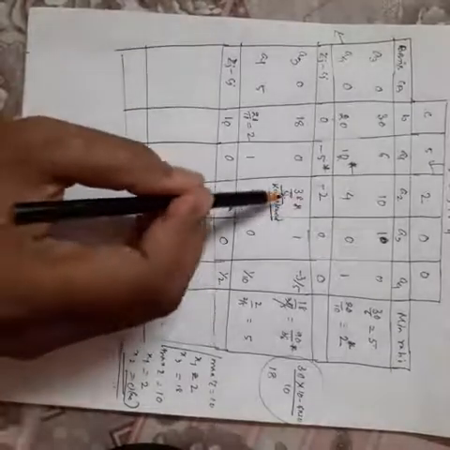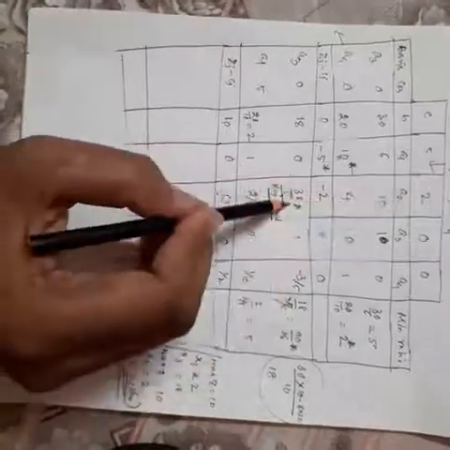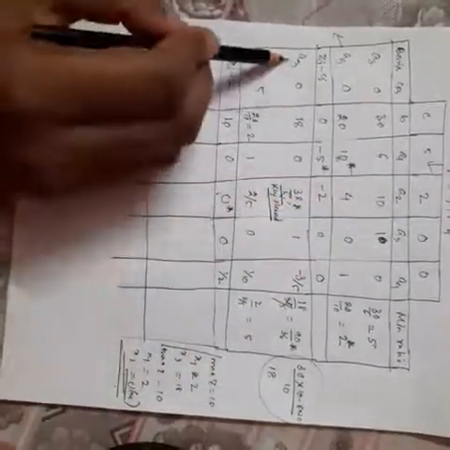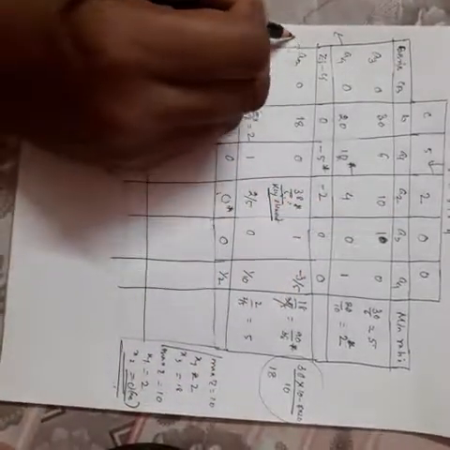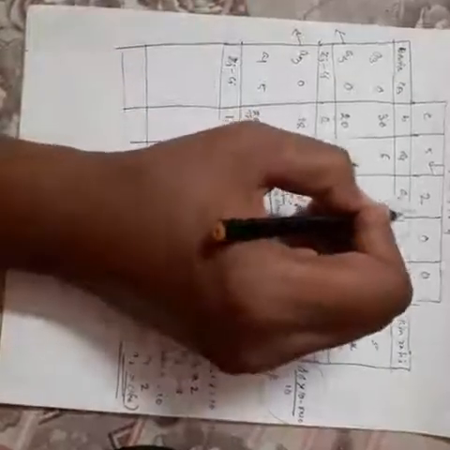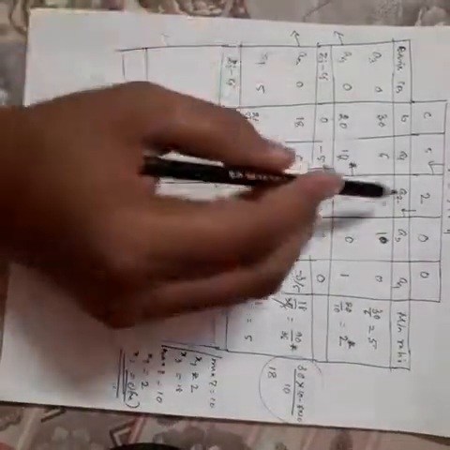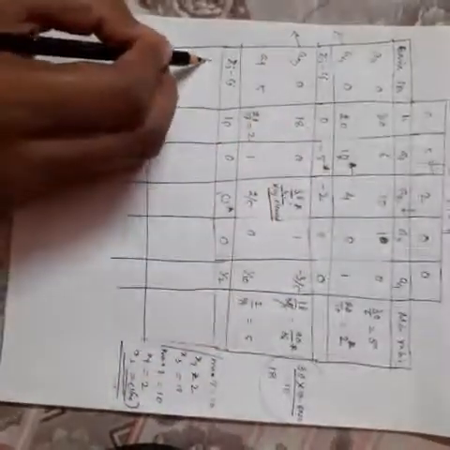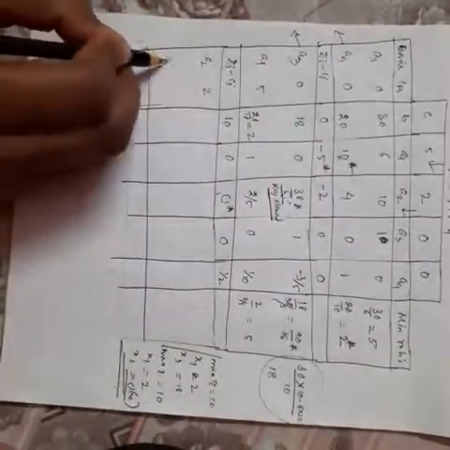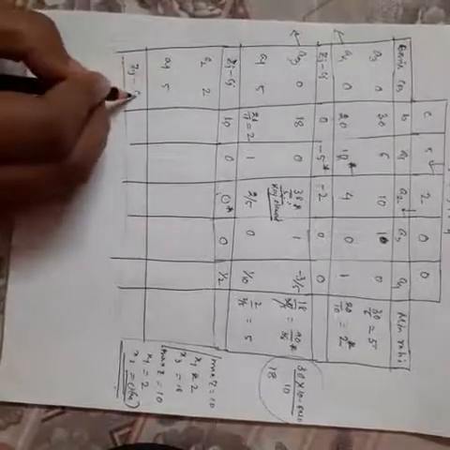Now this key element is present in the A2 column and the A3 row. That's why A3 comes out and A2 comes in. In other words, A3 is replaced by A2 with coefficient 2, and A1 with 5. This is Zj minus Cj.